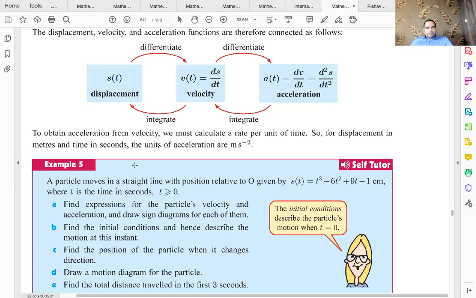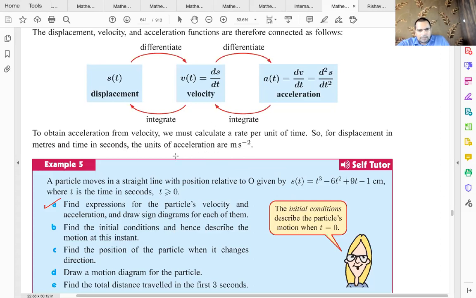And now let's just take the example which can clarify our key concepts. A particle moves in a straight line with position relative to the origin given by s of t equals t cubed minus 6t squared plus 9t minus 1 centimeter, where t is greater than 0. The question is to find the expressions for the particle's velocity and acceleration, and draw the sign diagram for each of them. When you draw the sign diagram or find the expression, you need to be very careful and informed about the key concepts of the sign diagram, because if one thing goes wrong, the rest of your analysis will go wrong. So just be sure of how to draw a sign diagram.